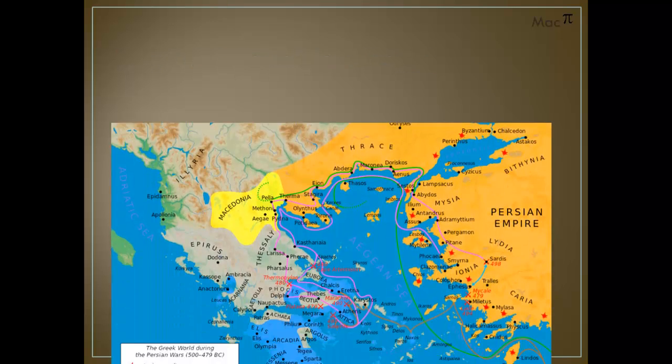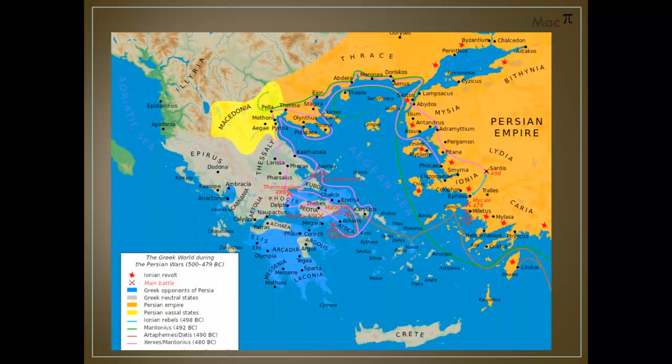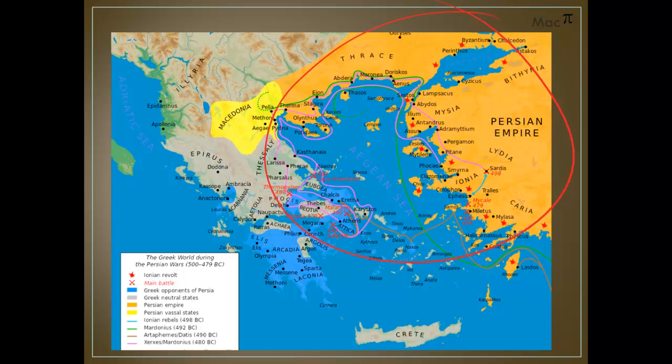Here's a map of the Greek world during the Persian Wars. You can see the vast amount of orange that denotes the geographically domineering Persian Empire. And the parts of the Ionian coast that participated in the Ionian Revolt are denoted by the red stars.